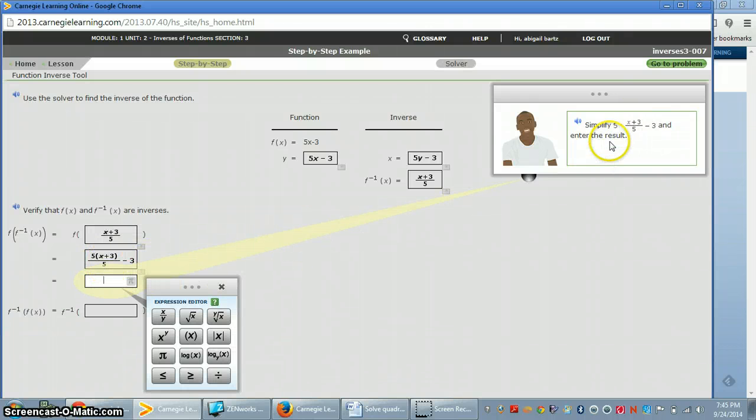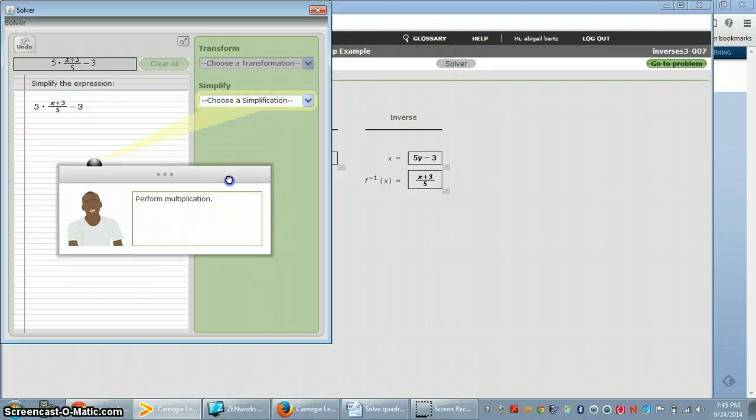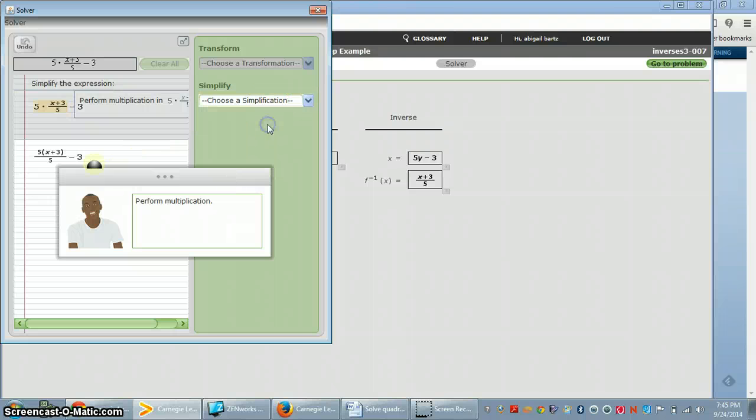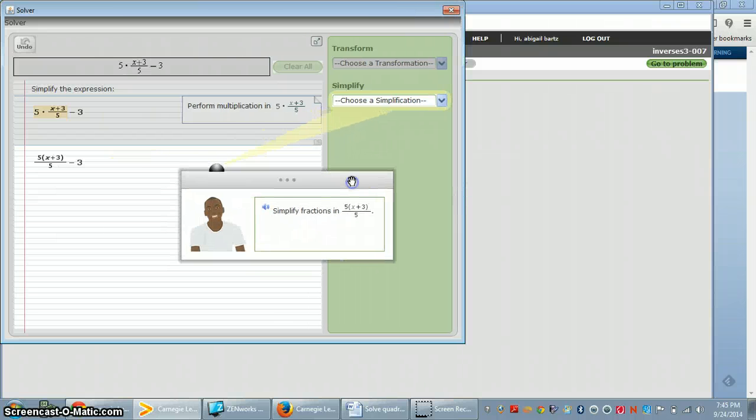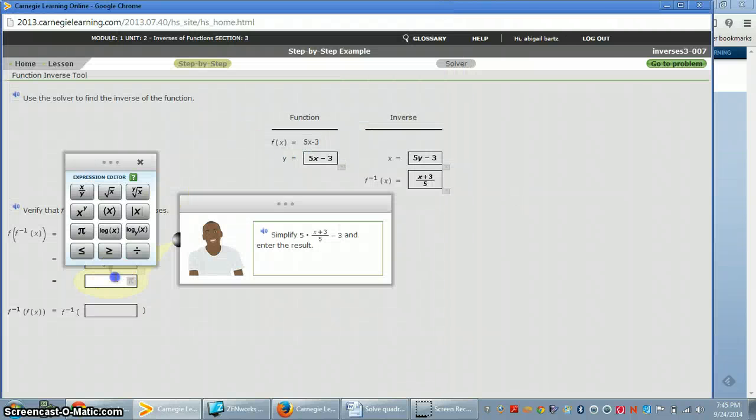Now they want you to simplify and enter your results. And again, anytime you're asked to simplify, you can click on this solver, and the first thing they will say is multiply, because when you multiply, it just becomes one fraction, because this is technically over 1. Then you can simplify your fraction. The 5's cancel. And then you can combine like terms. -3 minus 3 is 0. So now we found that our answer, when you simplify this, is just x. So you close this, and this is just x.